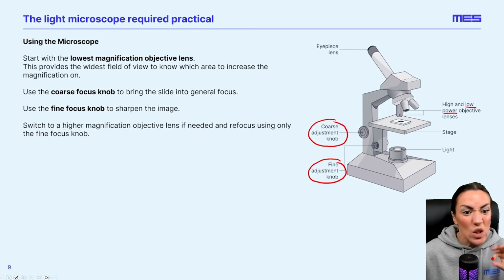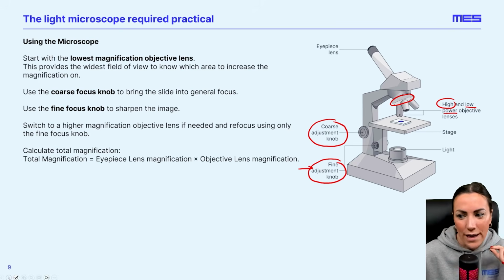Once you've got it in as good a focus as you can, switch to a higher power objective lens, okay? So you're going to be turning this here to turn the objective lenses, and you can now switch to a higher power or a higher magnification objective lens, and you might have to slightly refocus, hopefully just using the fine adjustment knob now because it should be roughly in focus anyway.